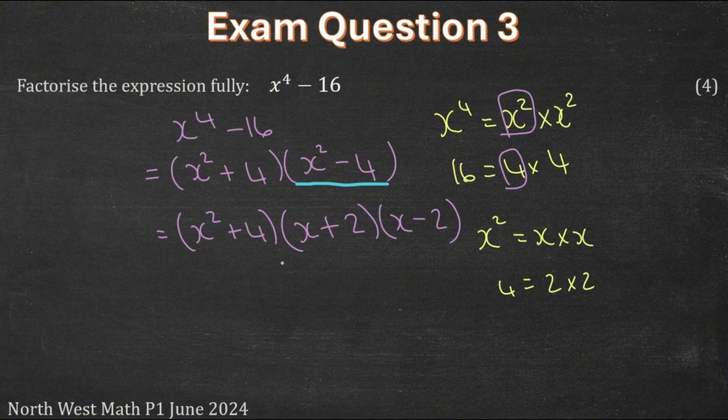Now let's have a look at the brackets again. This one, I already know I cannot do anything with this anymore. X plus 2, no, I cannot factorize this any further, neither this one. So this is my final factorized answer.